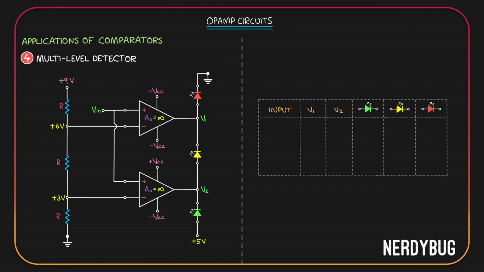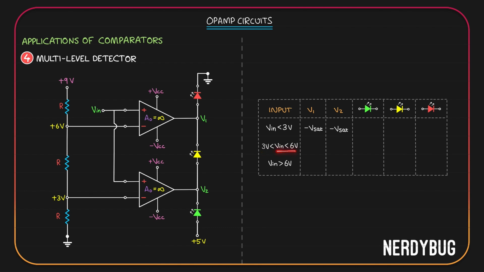Let's take a table. In the first column, we have the levels of input. Input can be less than 3 volt. It can be between 3 volt and 6 volt. And it can be greater than 6 volt. Take the first case. Input is less than 3 volt. For the first op-amp, reference voltage is plus 6. When input is less than 3 volt, input is less than 6 volt. That means output will be negative Vsat. For the second op-amp, if input is less than plus 3 volt, which is its reference voltage, output will be negative Vsat.